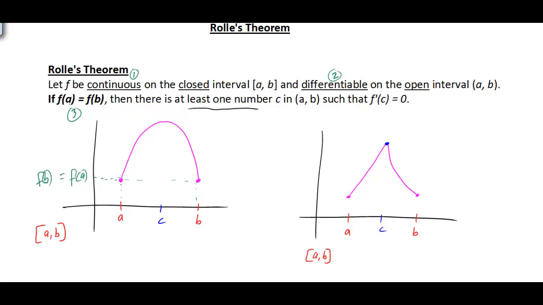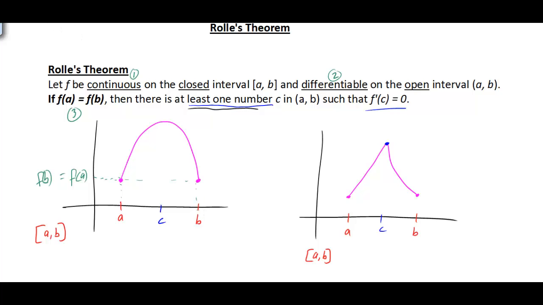Okay, so we know the function is continuous, it's differentiable, and thirdly, f of a equals f of b. If you have those three conditions, then we know there's going to be at least, and the keyword is at least, one number in the interval where the derivative is equal to 0. If you think about this, it should be pretty obvious, because if this is continuous, that means there are no breaks or gaps in your graph.